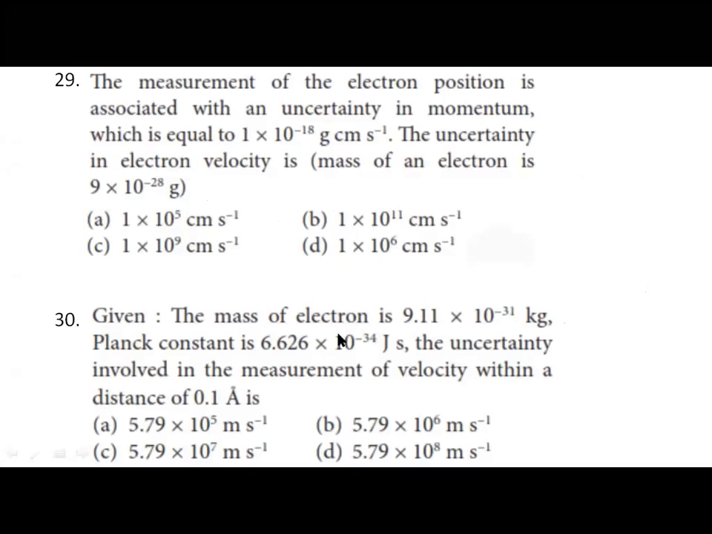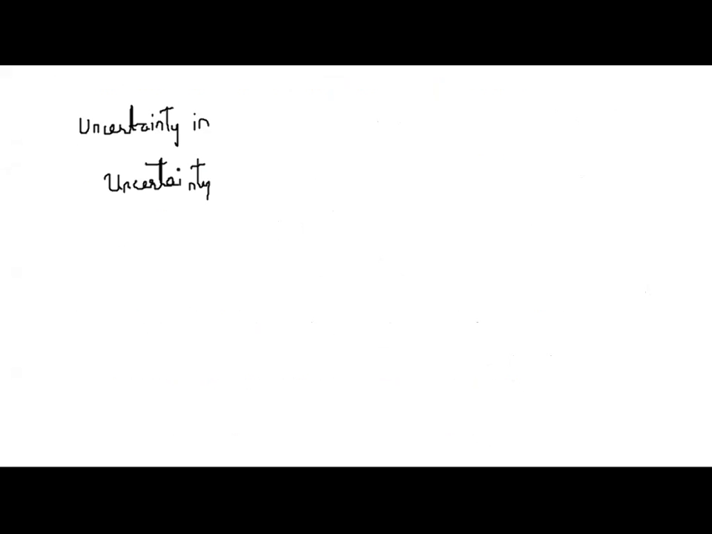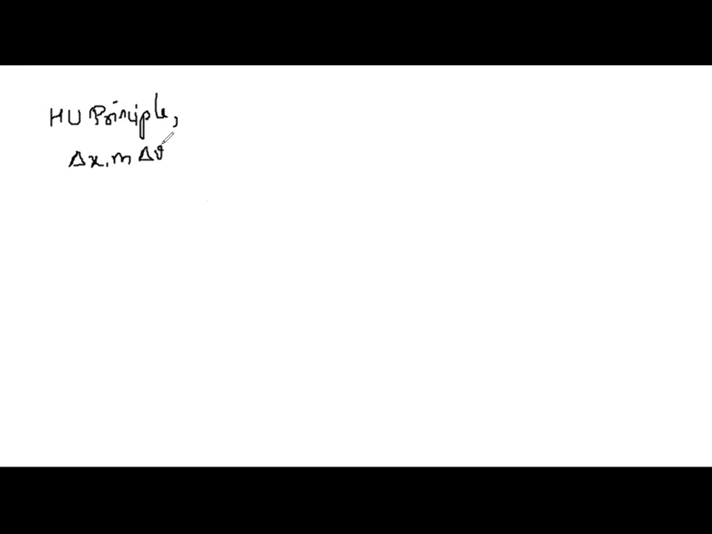Next question. Given the mass of the electron is 9.11 into 10 raised to minus 31 kg. Planck constant is 6.626 into 10 raised to minus 34 joules. Find the uncertainty involved in the measurement of velocity within a distance of 0.1 angstrom. According to Heisenberg uncertainty principle, we know that delta x into m delta v is greater than or equal to h by 4 pi, correct? What is delta x, that is the uncertainty in position, given?